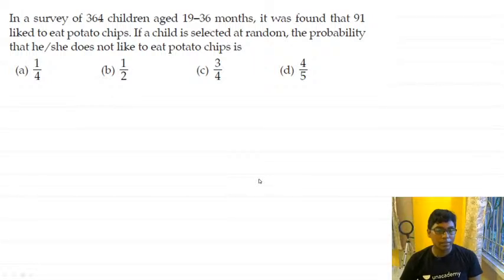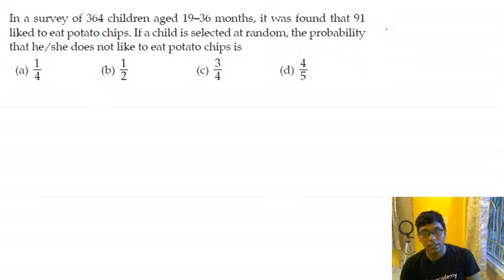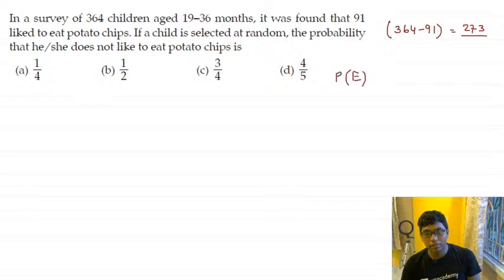Okay. So the next question says that in a survey of 364 children aged 19 to 36 months, it is found that 91 like to eat potato chips. If a child is selected at random, what is the probability he doesn't like the potato chips? Okay, so if 91 children like to eat the potato chips, then 364 minus 91 children don't like potato chips, so that gives me 273. So the probability of that event is 273 by 364, right? 273 divided by 364 gives me 3 by 4 as the correct answer. Okay, so option C is the correct answer.